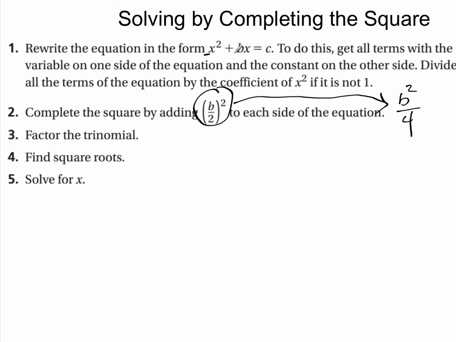When you do b over 2 squared, make sure you square both numerator and denominator. Then you factor the trinomial. The factored trinomial will be x plus b over 2, squared, and that will be equal to whatever your constants are on the other side. You're going to find the square roots, and when you do the square roots, you're going to get a plus or minus on this side, and then you're going to solve for x.